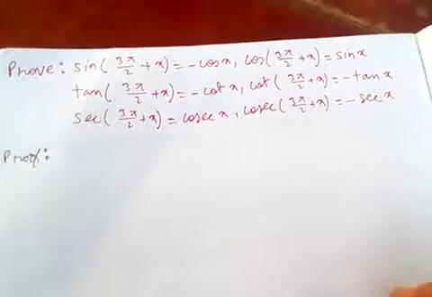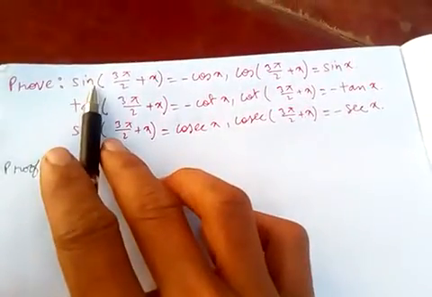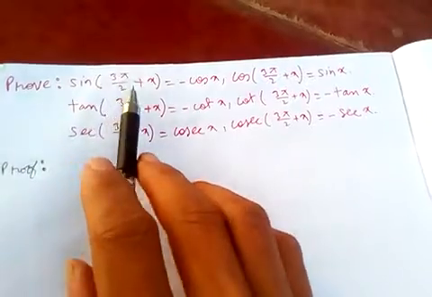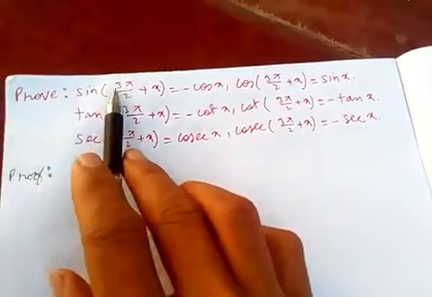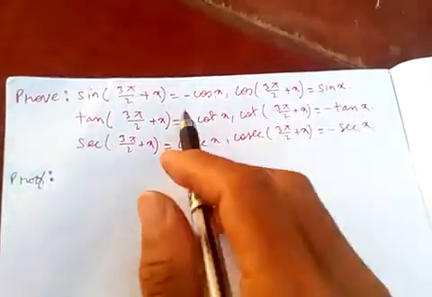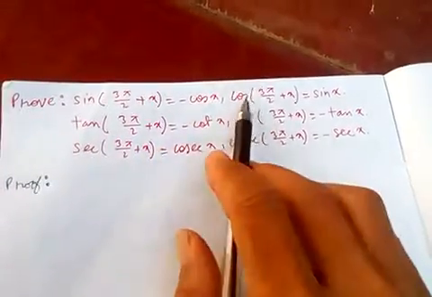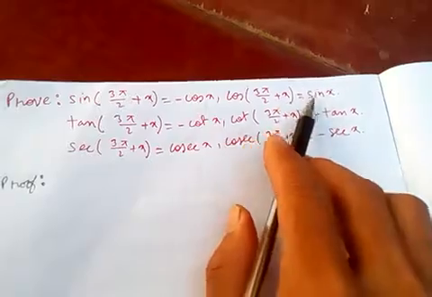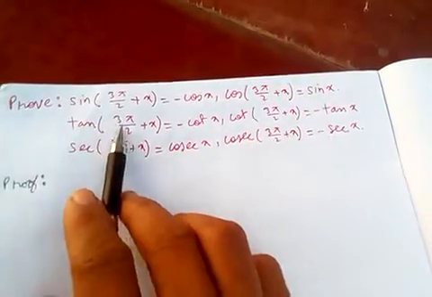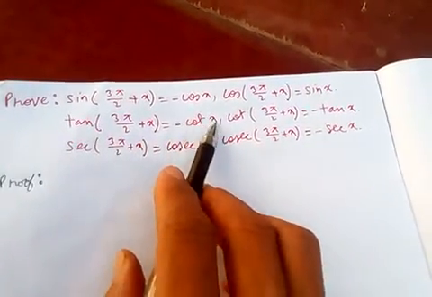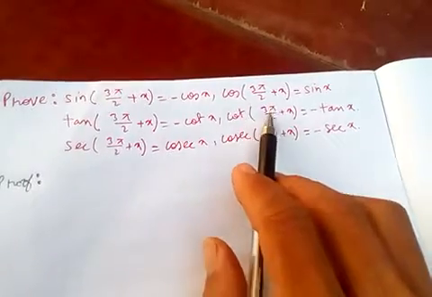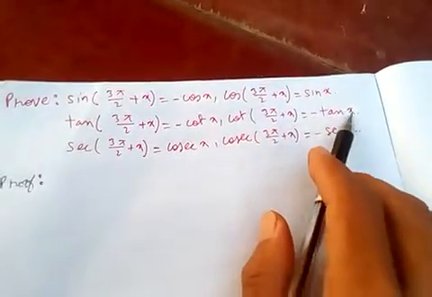Hello friends, today I'm going to prove the trigonometric identities. So sine of 3 pi by 2, that is 270 degrees, plus x is equal to minus cos of x. Cos of 270 plus x is sine of x. Tan of 270 plus x is minus cot of x. And cot of 270 plus x is minus tan of x.